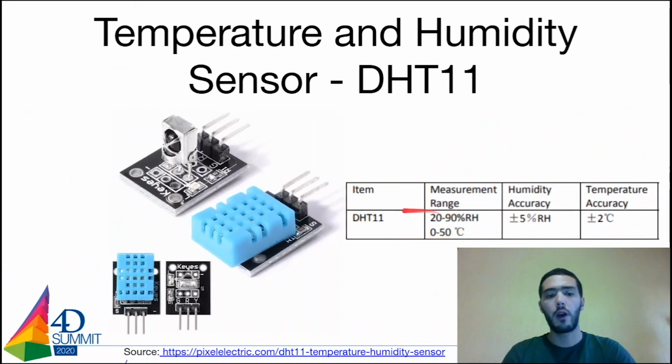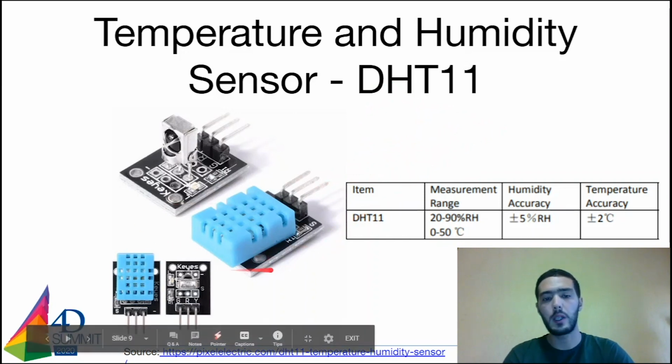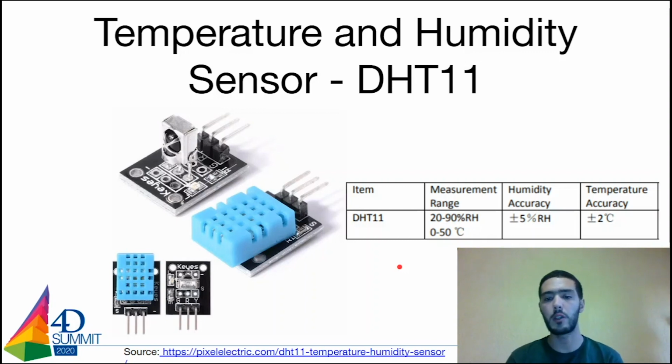So we'll have the temperature and humidity sensor, DHT11, as we can see it's in here. This little table describes the measurement range. We'll see that it can measure between 20 and 90% of relative humidity, and 0 to 50 degrees Celsius in the case of the temperature. The accuracy of the humidity is plus or minus 5%, and the accuracy of the temperature is plus or minus 2 degrees Celsius.